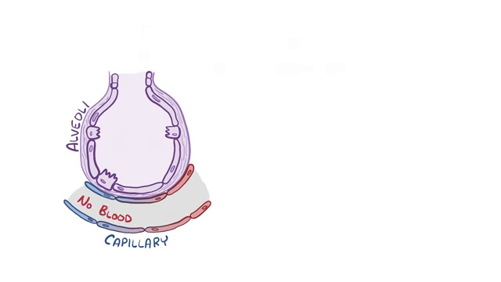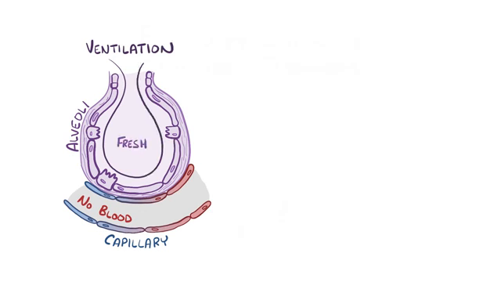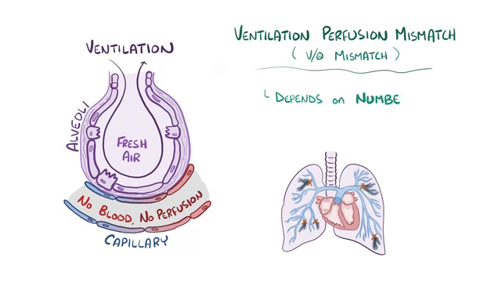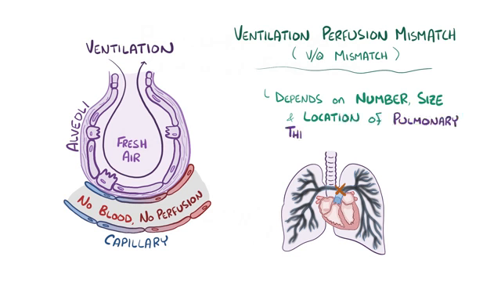If there's no blood flowing past an alveoli, then that means that there are alveoli that are getting ventilated with fresh air but not getting perfused with blood. We call this a ventilation-perfusion mismatch, or a VQ mismatch. The body needs oxygenated blood to function, and can therefore only tolerate a bit of VQ mismatch before the lungs are no longer able to meet the needs of the body. The amount of the VQ mismatch ultimately depends on the number, size, and location of the pulmonary thromboembolisms, which tells us the amount of lung tissue that's being denied blood flow.